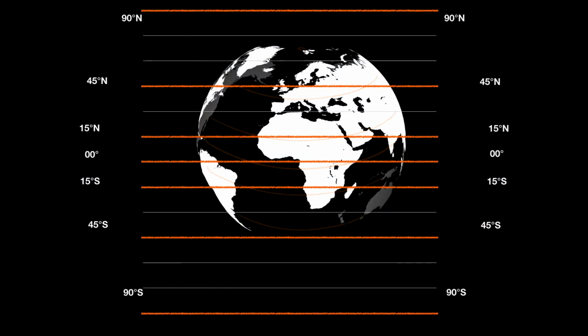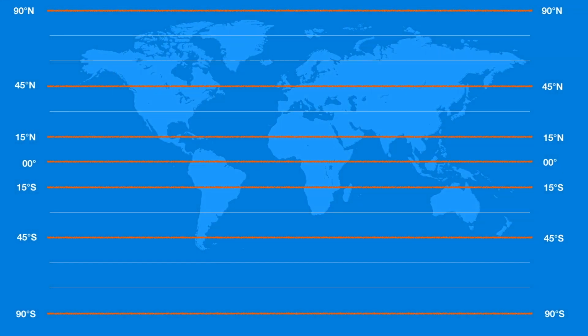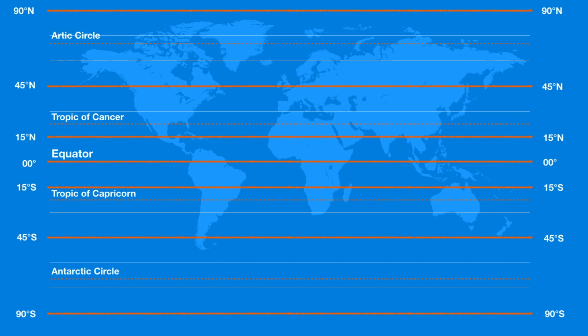Now let's unroll Earth and see what that looks like on a flat chart. In this view, we can now see how we can reference ourselves anywhere, in degrees, north or south of the equator. In addition to the equator, there are a few other named parallels of latitude that we've probably heard of.